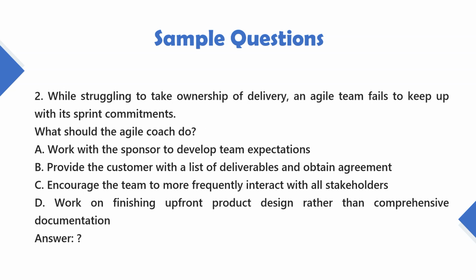2. While struggling to take ownership of delivery, an Agile team fails to keep up with its sprint commitments. What should the Agile coach do? A. Work with the sponsor to develop team expectations. B. Provide the customer with a list of deliverables and obtain agreement. C. Encourage the team to more frequently interact with all stakeholders. D. Work on finishing upfront product design rather than comprehensive documentation.